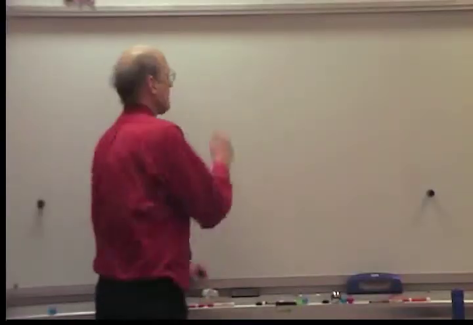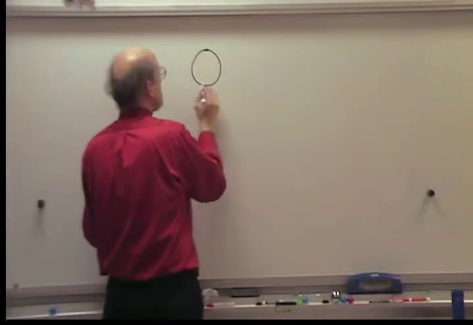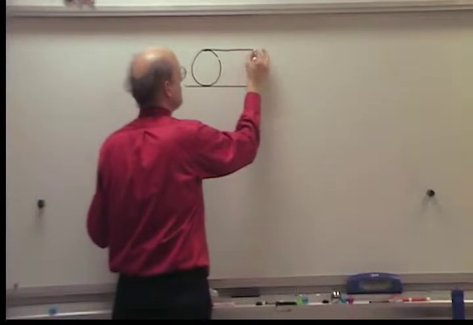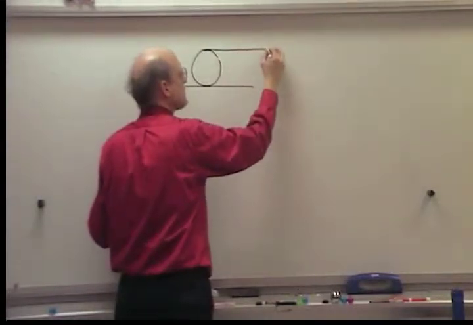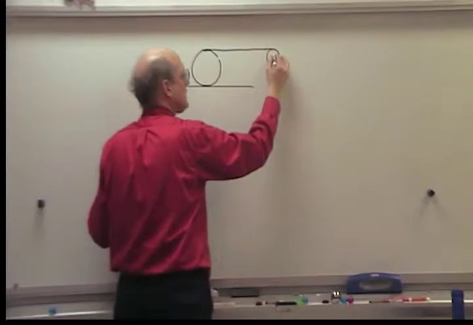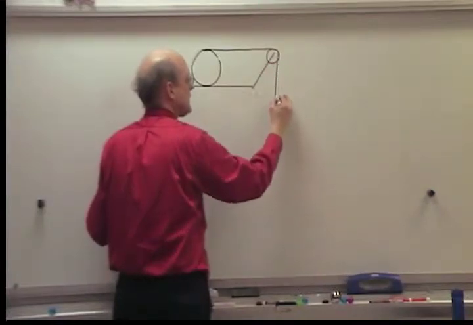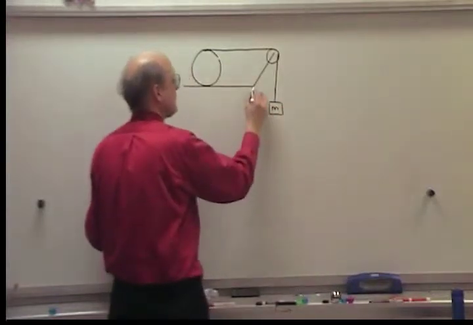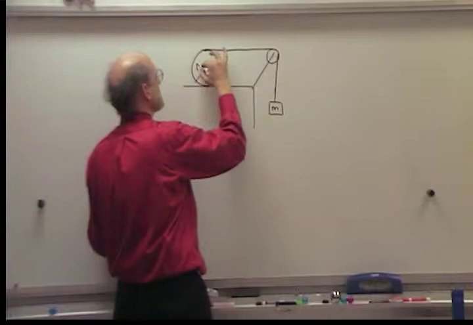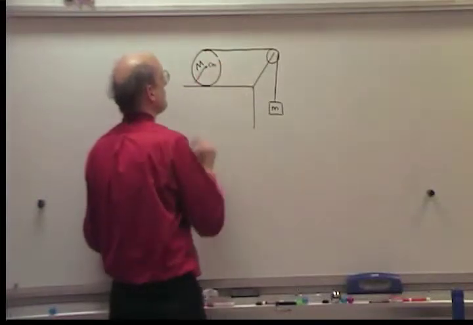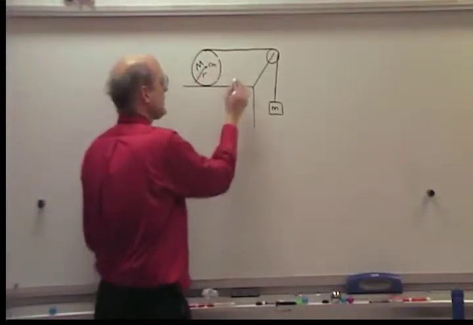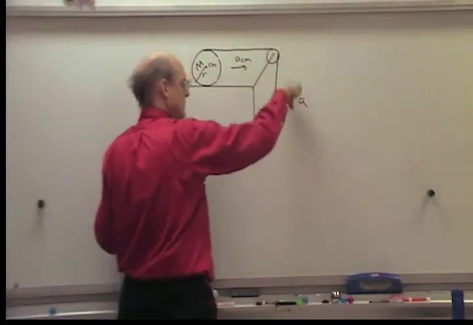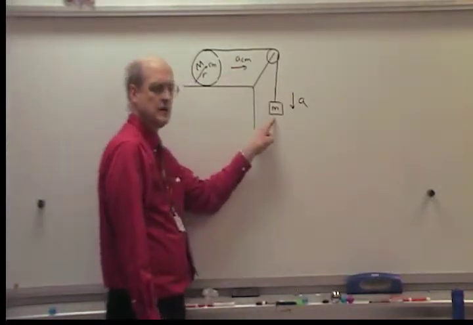Let's take a look at this problem. We have a disc that is being pulled along a table by an unraveling string that comes off the top. And this end of the string goes around a pulley that's fixed to the table. And at this other end of the string, we have a hanging mass, m. Okay, the disc has a mass, capital M, radius R. Let's say we want to figure out the acceleration of the center of mass of the disc and the acceleration of the falling mass here.